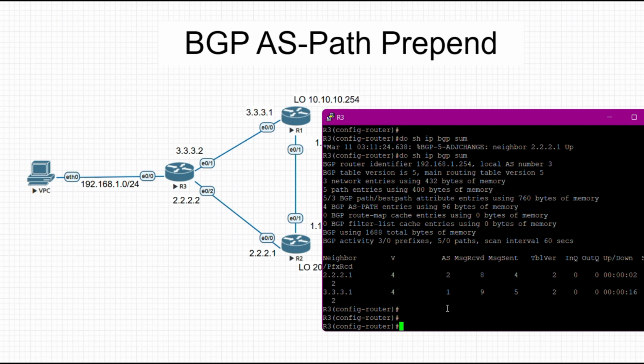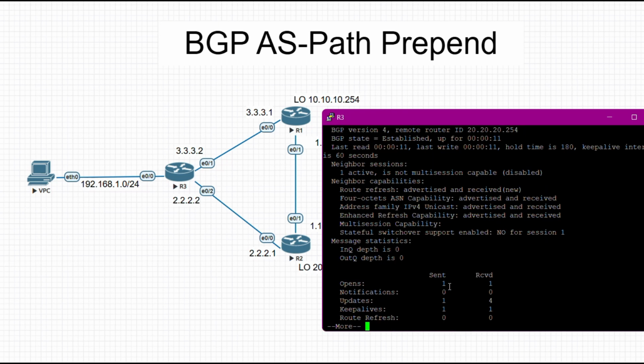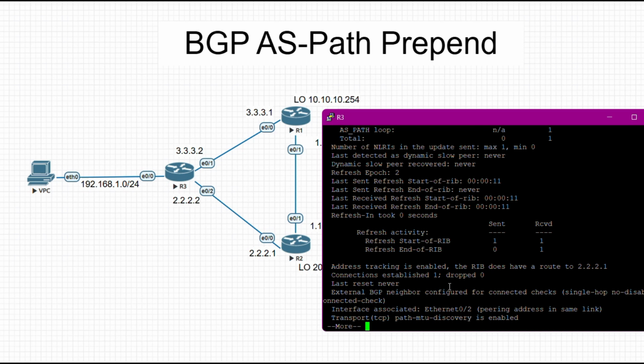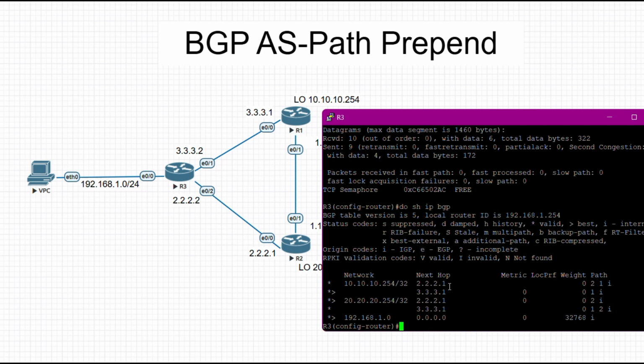We are receiving the advertised subnets from R1 and R2. So here are the subnets that we are receiving right now. For 10.10.10.254, the best path is 3.3.3.1. For 20.20.20.254, the best path is 2.2.2.1. So we want to influence that.